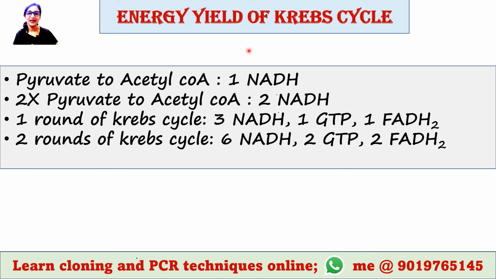Energetics of Krebs cycle. During conversion of pyruvate to acetyl-CoA, one molecule of NADH is generated. As one molecule of glucose generates 2 molecules of pyruvate, 2 molecules of NADH are generated here. In one round of Krebs cycle, a total of 3 molecules of NADH, 1 molecule of GTP and 1 molecule of FADH2 are generated. Again, as 1 molecule of glucose generates 2 molecules of pyruvate, the reaction occurs twice.